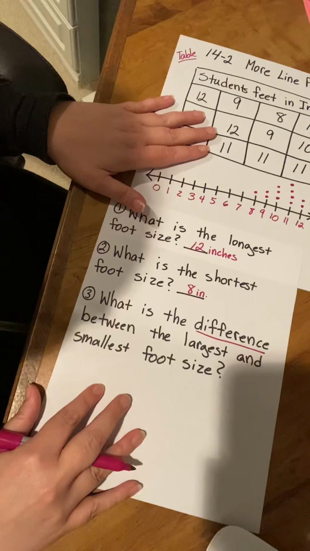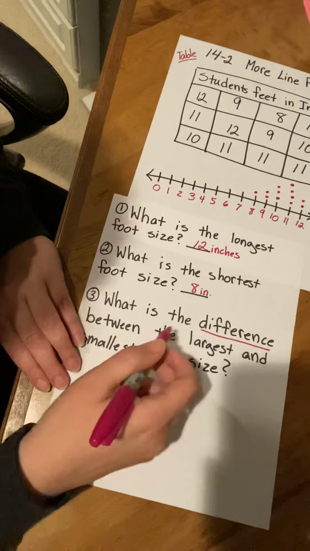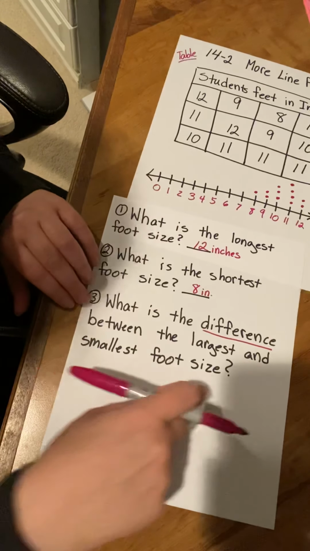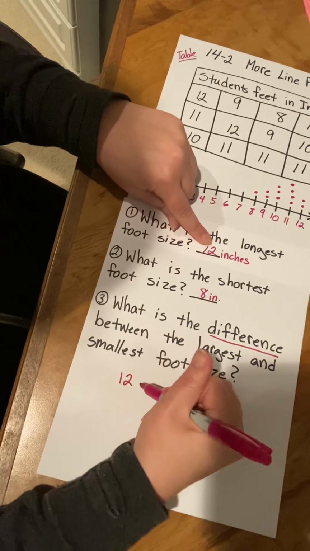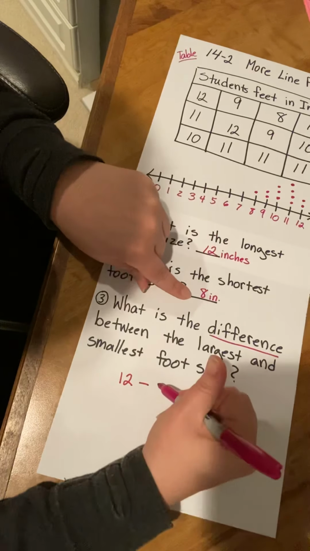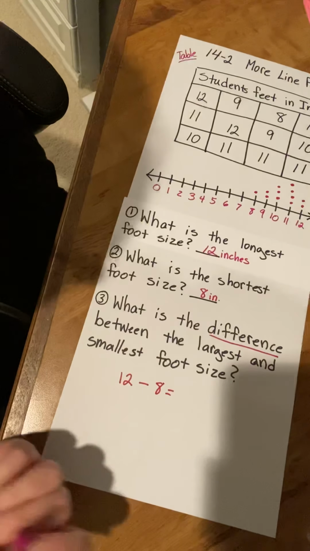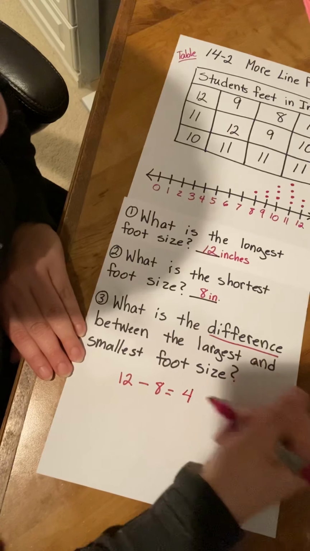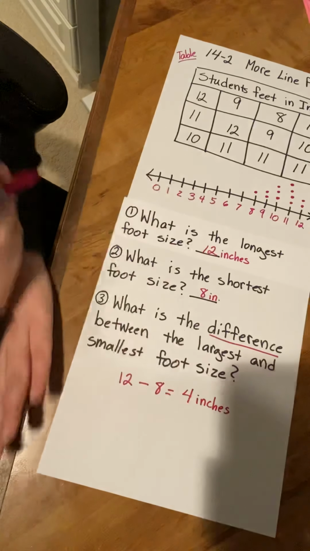Let me move that back in. I know I'm going to have some subtraction equation. So what is the difference? Difference means subtract, between the largest and the smallest foot size. Well, we already said the largest is 12. We know we're going to subtract, and the smallest was 8. So now I need to know, what is 12 minus 8? 4. 4 inches.